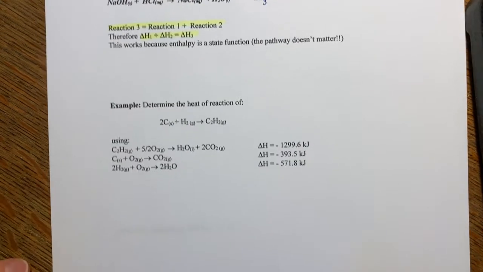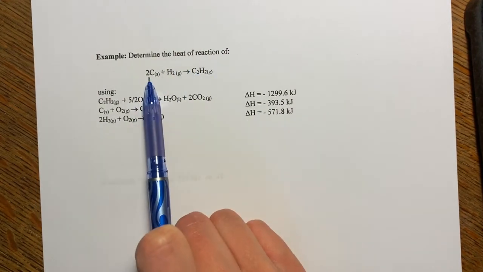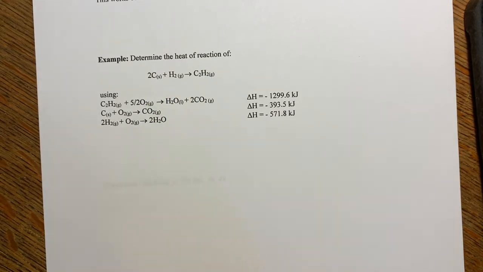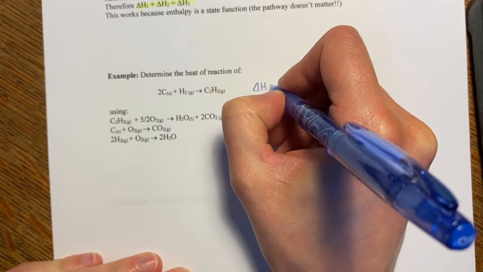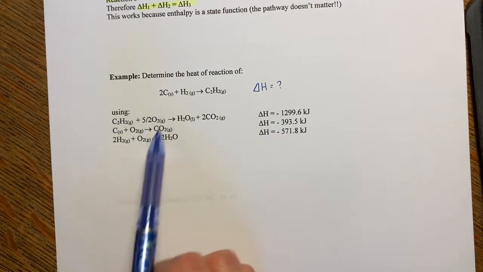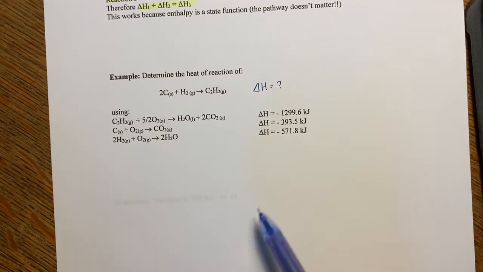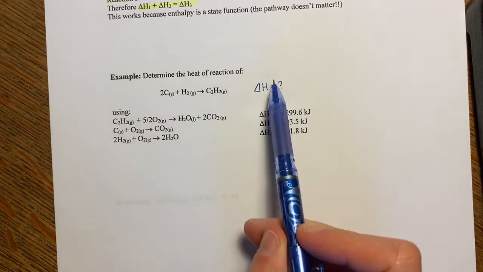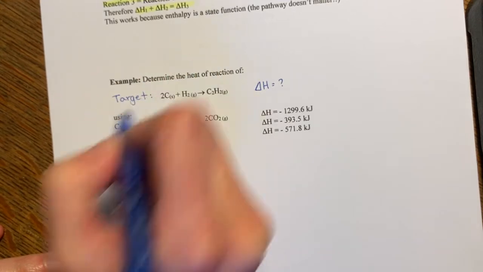So let's jump right into an example. So here is our target reaction. Determine the heat of reaction of carbon and hydrogen making ethyne, so C2H2. We have 3 reactions here with delta H values given, but we want to find the delta H of this target reaction. So we're going to have to change these around, maybe move some stuff, maybe flip some things, to be able to cross out spectator intermediates and get our final target equation. We'll manipulate our delta H's as needed, and then at the end add them up to get the delta H of our target reaction. So this is our target that we're trying to get to.